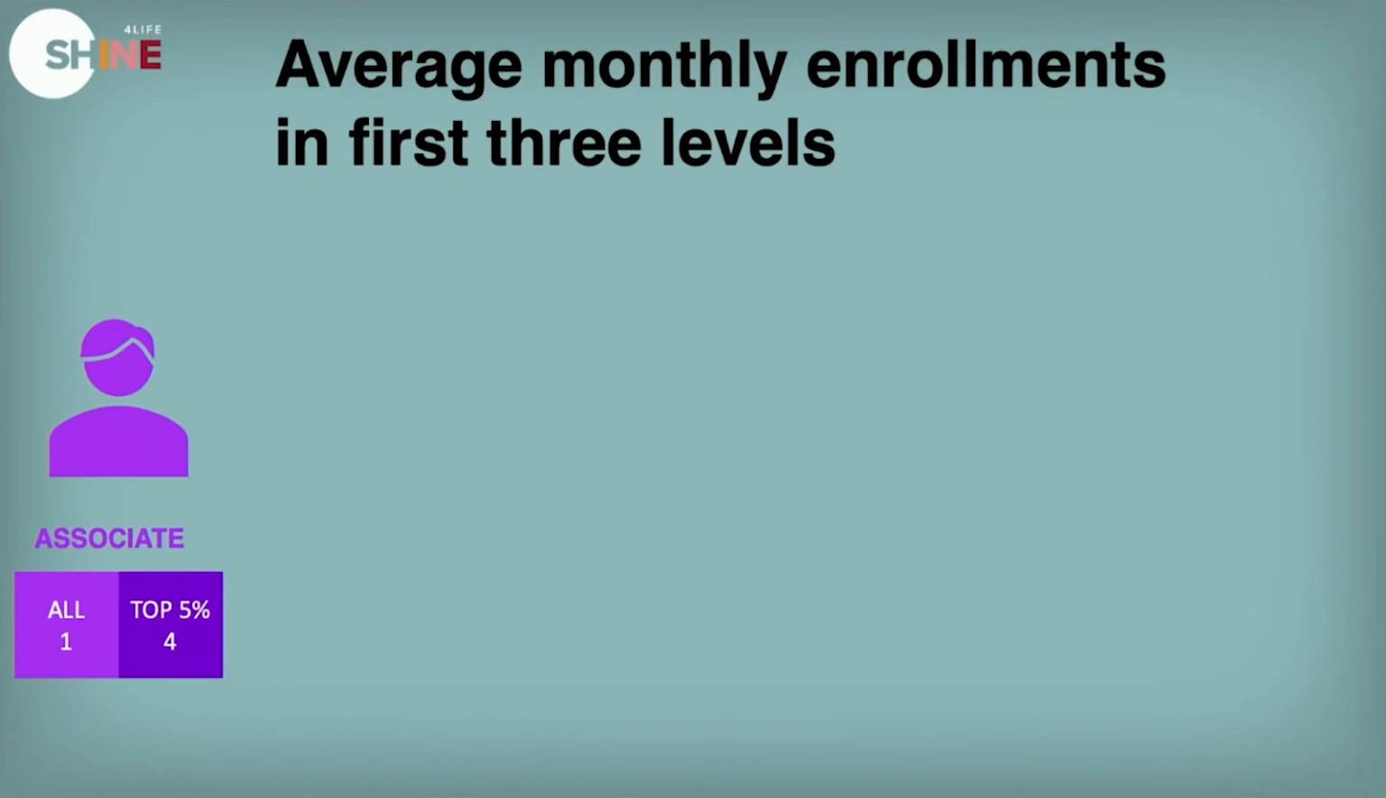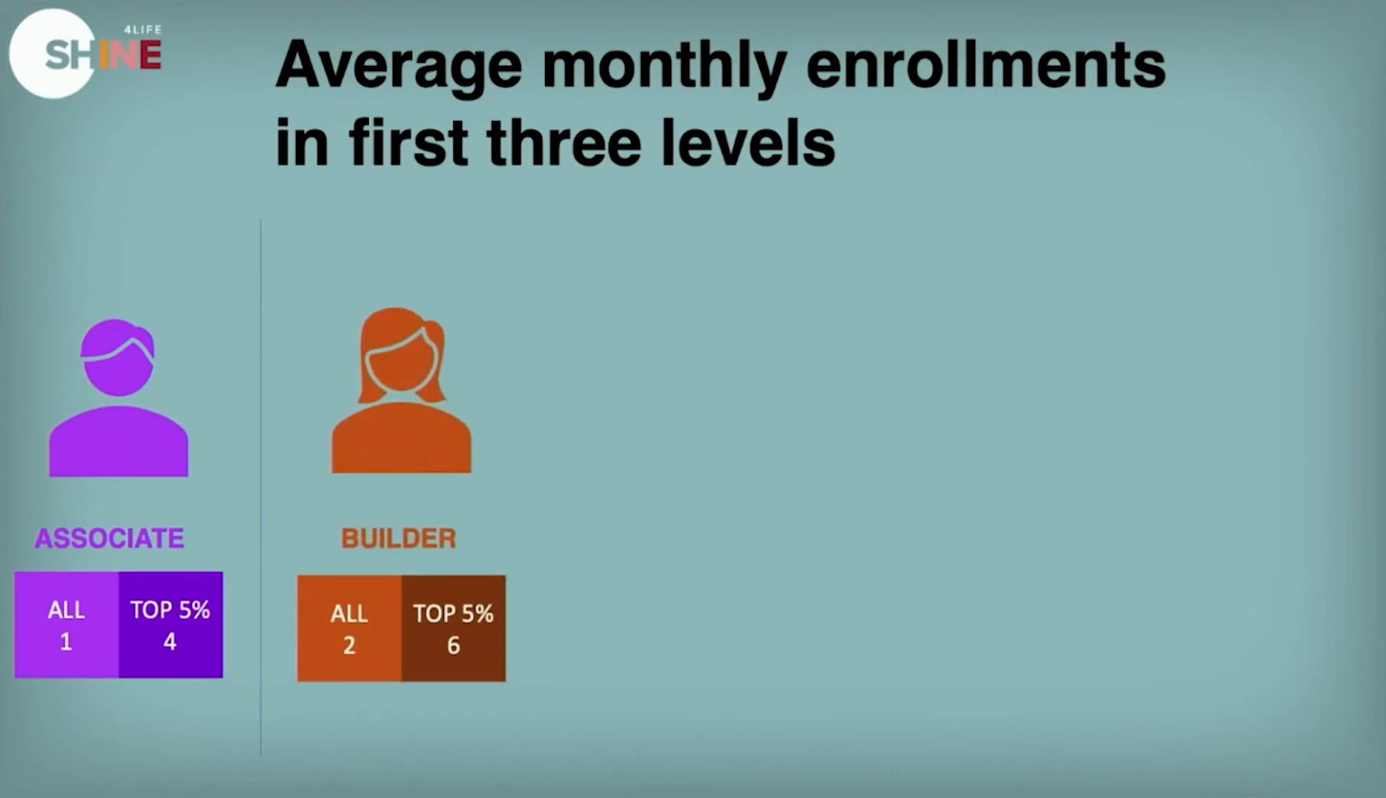You think that if you're an associate and you're enrolling 4 people every single month that you're going to be able to advance to the rank of builder? I guarantee that you're going to be able to advance to the rank of builder. And now if you're a builder, the average builder enrolls 2 people every month. But the top 5%, they're enrolling 6 people every single month.